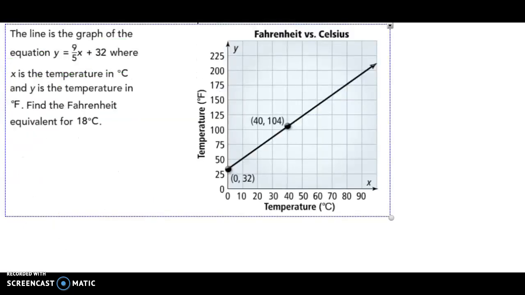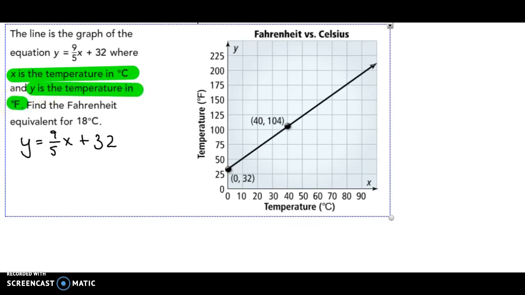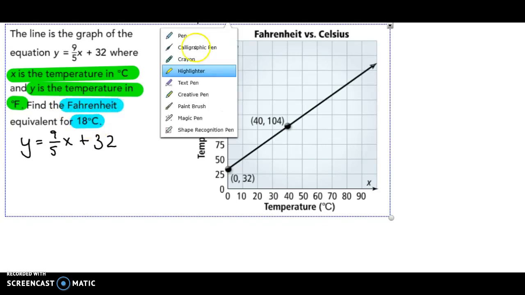The next example: the line is the graph of the equation y equals 9 over 5x plus 32, where x is the temperature in Celsius and y is the temperature in Fahrenheit. Find the Fahrenheit equivalent for 18 degrees Celsius. So the equation says y equals 9 over 5x plus 32. Remember, we identified that our x value is our Celsius, our y is our Fahrenheit. The question we want to answer is, what is the Fahrenheit if the Celsius is 18?